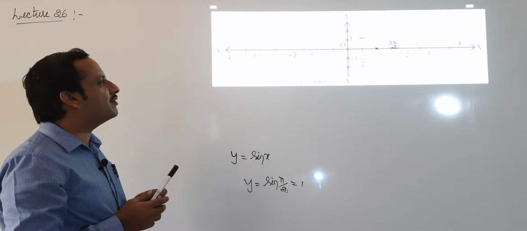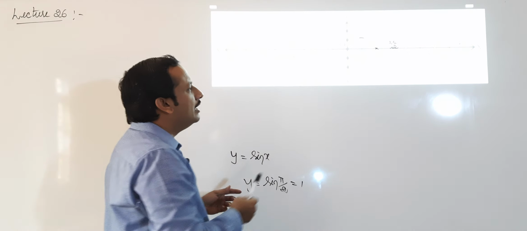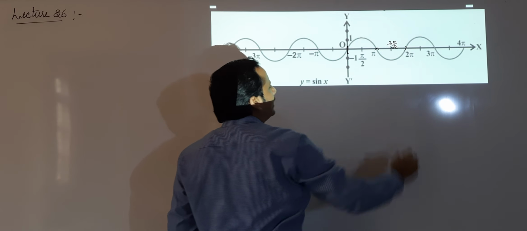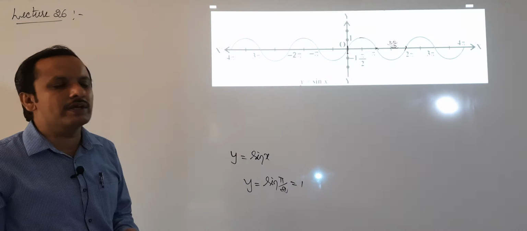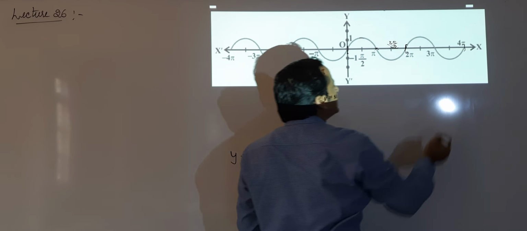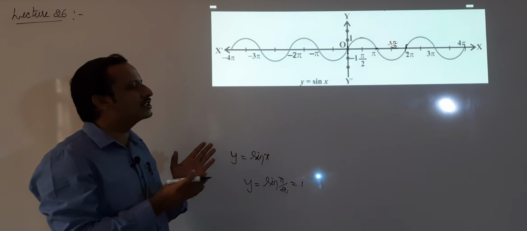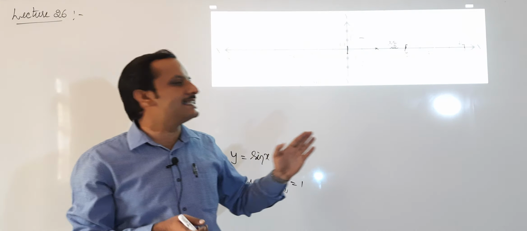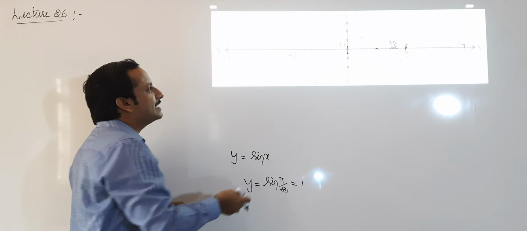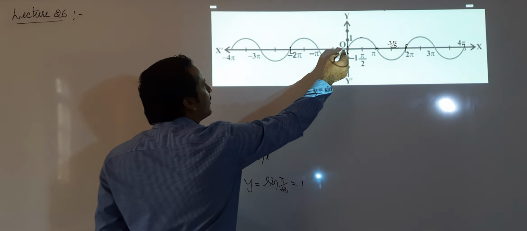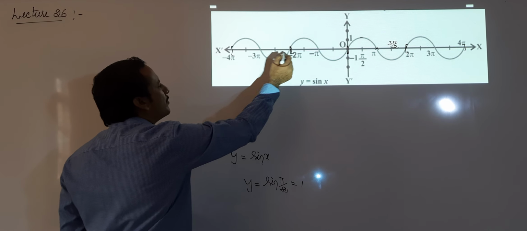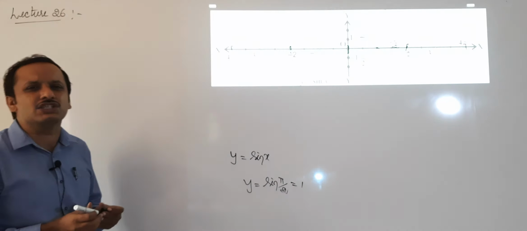Then you observe one more thing. Look at the graph of the function from 0 to 2 pi, and then look at the graph of the function from 2 pi to 4 pi. Is it one and the same? The graph of the function from 0 to 2 pi is same as the graph of the function from 2 pi to 4 pi, which is same as the graph of the function from minus 2 pi to 0. That is same as the graph of the function from minus 4 pi to minus 2 pi.